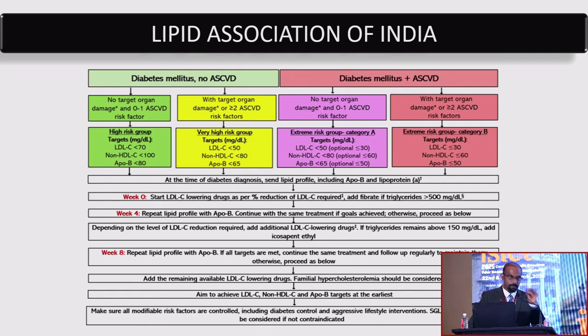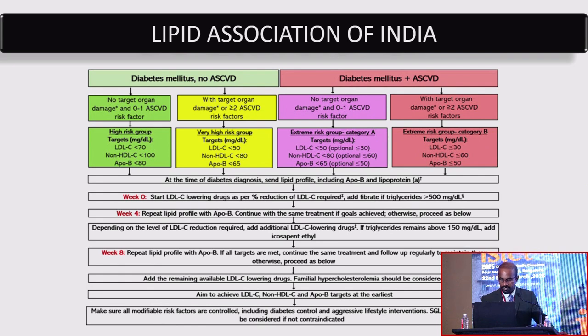If it is possible and the patient can afford it, please do an apoprotein B and a lipoprotein A, and you can start an LDL lowering agent as per the percent reduction of LDL. And please look if the triglyceride is more than 500, and according to some guidelines more than 700, you have to tackle the triglyceride. The aim of tackling triglyceride is only to prevent pancreatitis.